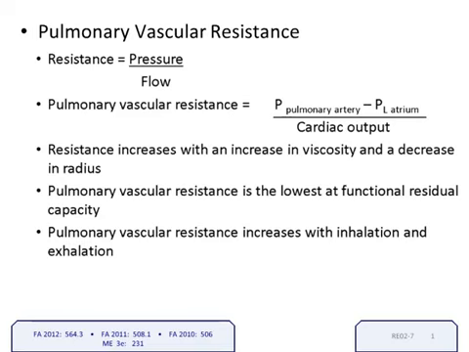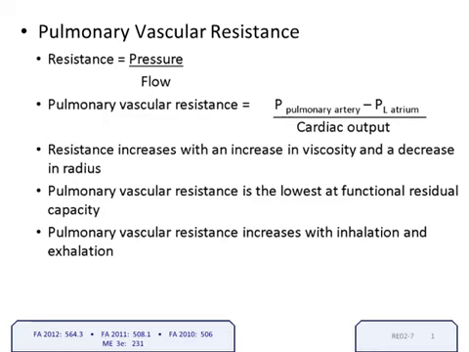One other sometimes tested point on Step 1 about the pulmonary vascular resistance is that during the normal respiratory cycle, there is one point during the cycle where the pulmonary vascular resistance is reliably the lowest. And that point is going to be when you reach your functional residual capacity. Again, FRC is equal to your expiratory reserve volume plus your residual volume. So this is functional residual capacity, which is basically the amount of volume in your lungs when you're finished a regular tidal volume exhalation.